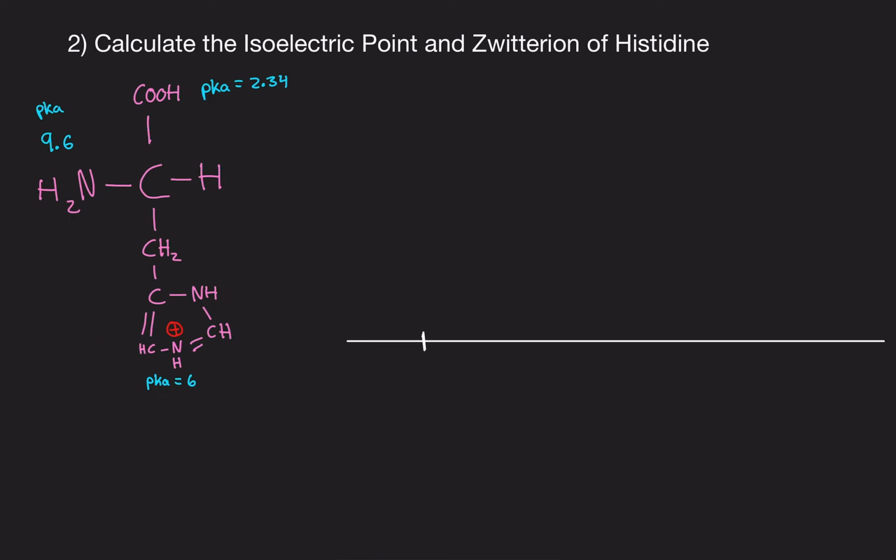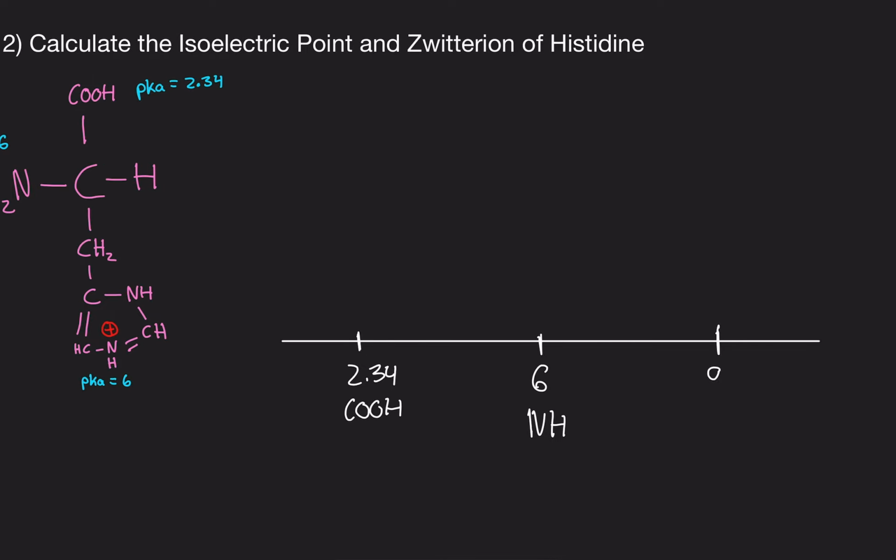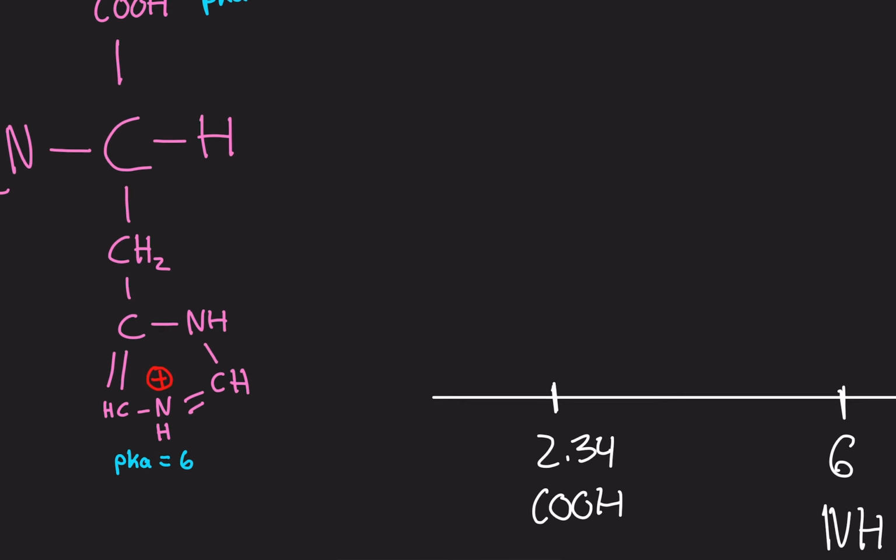So we start with 2.34. That's the lowest, and that's the carboxylic acid. Then we get 6. That's the next highest. So 6. And this is the NH group. Then we have 9.6, which is the amino group. NH2. And now we're going to do the exact same thing.